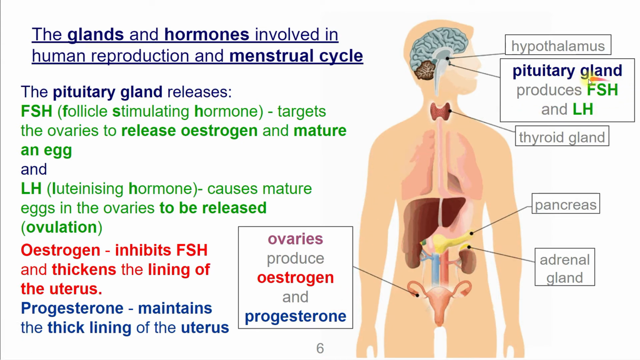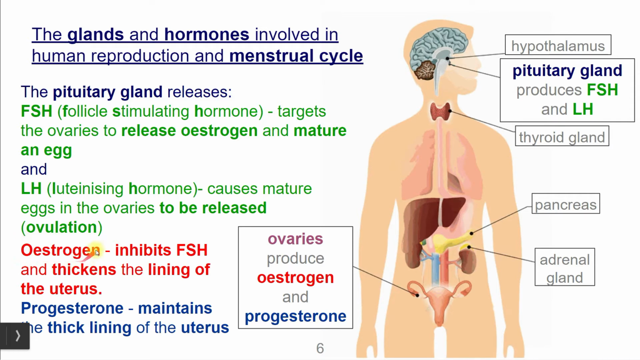Now, we're really interested in two hormones that are released from the pituitary gland. One is FSH. It's known as follicle stimulating hormone, and that targets the ovaries. And it causes immature eggs that are inside immature follicles to grow. There's also luteinizing hormone, LH, and the big burst of LH is what causes the release of one egg each month during the menstrual cycle.